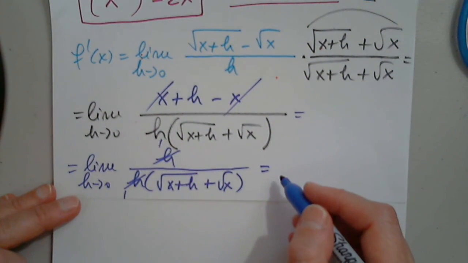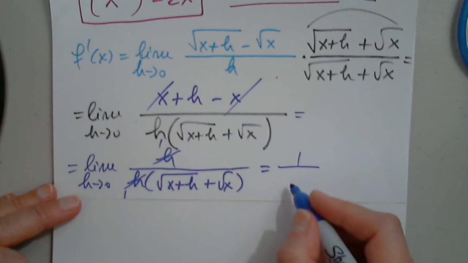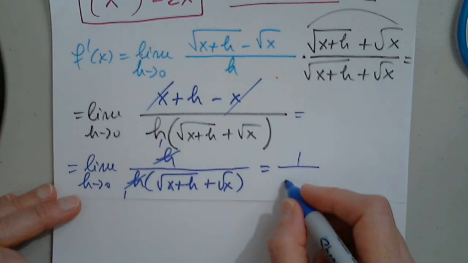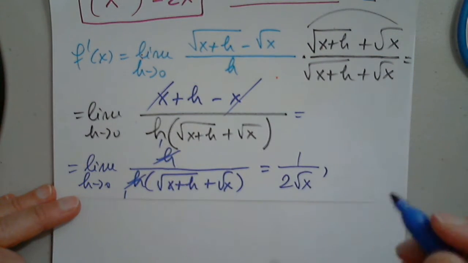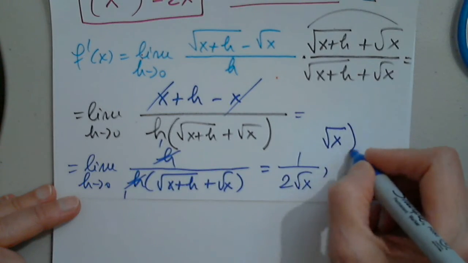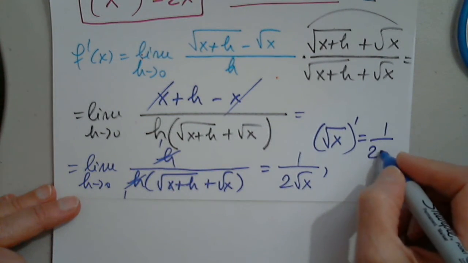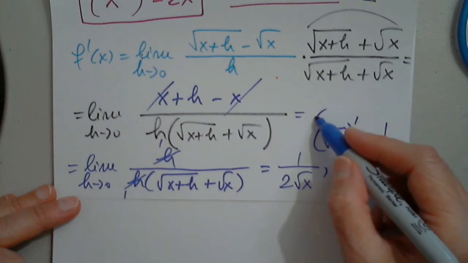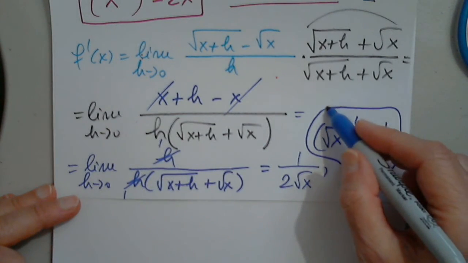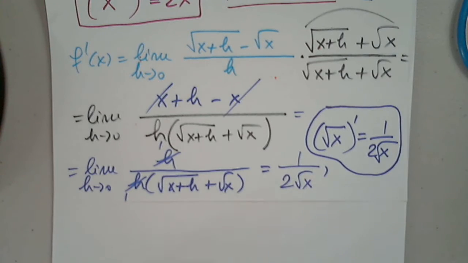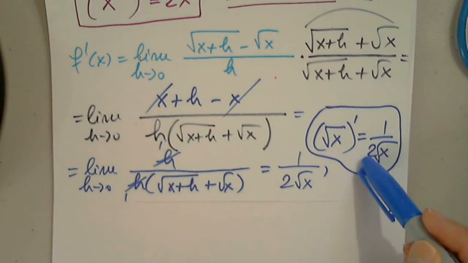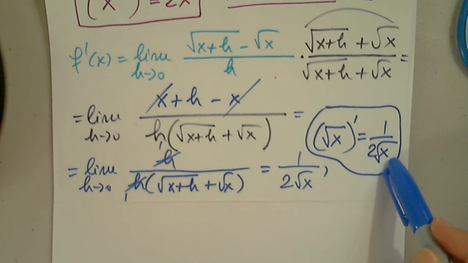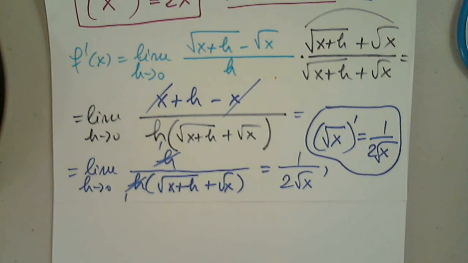Now what do I write? 1 over the square root of x plus the square root of x. Good, awesome. How much is an apple plus an apple? 2 apples. So from now on, carved in stone, we don't want to talk about this again. This is it. When we differentiate the square root of x, we write 1 over 2 times the square root of x. Okay?